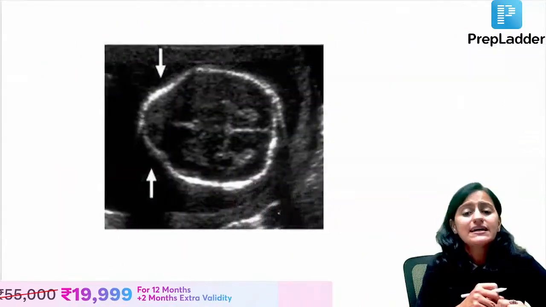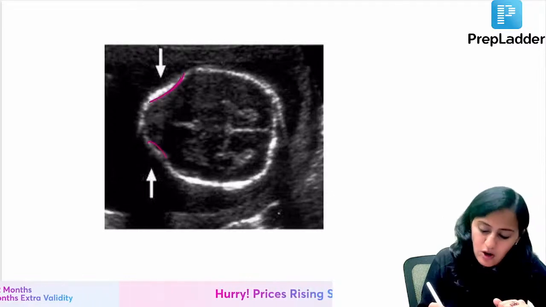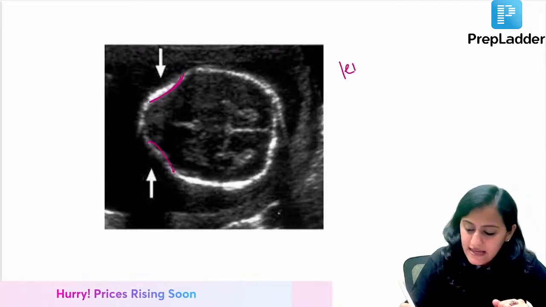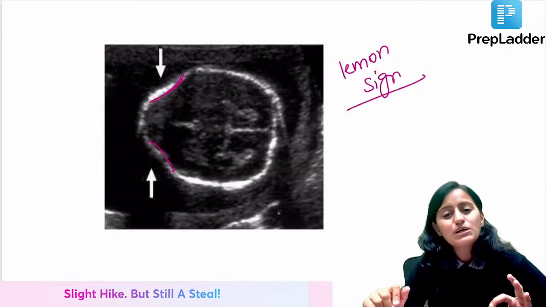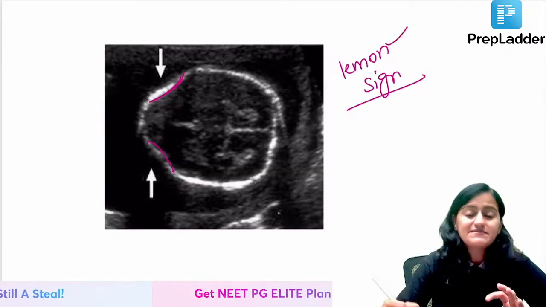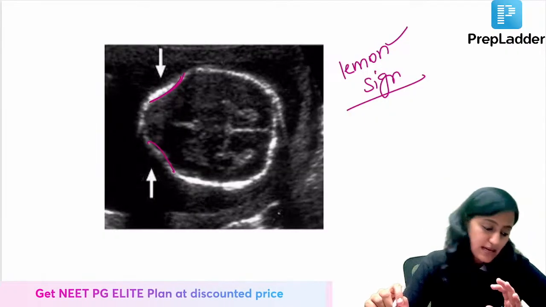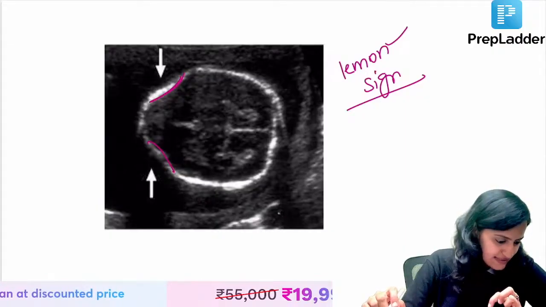What is the other sign in spina bifida? The concave frontal bones, that is called the lemon sign. So remember, neural tube defect, spina bifida, it gives the lemon sign and banana sign. Okay, lemon sign and banana sign. Correct.